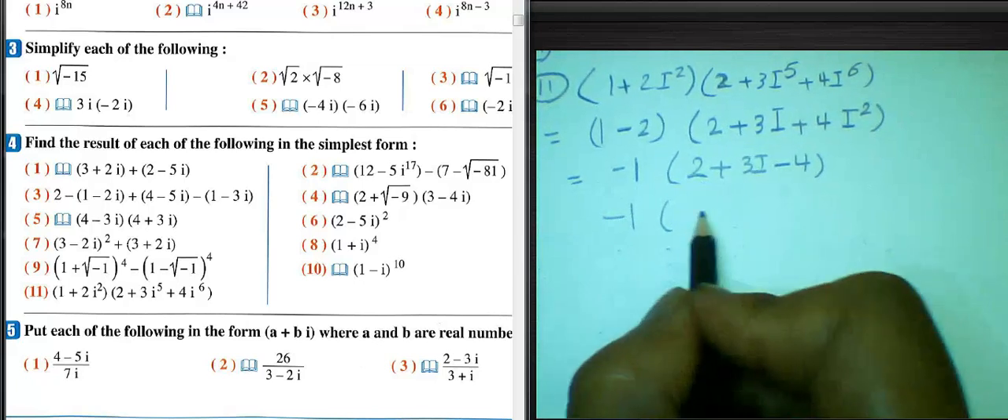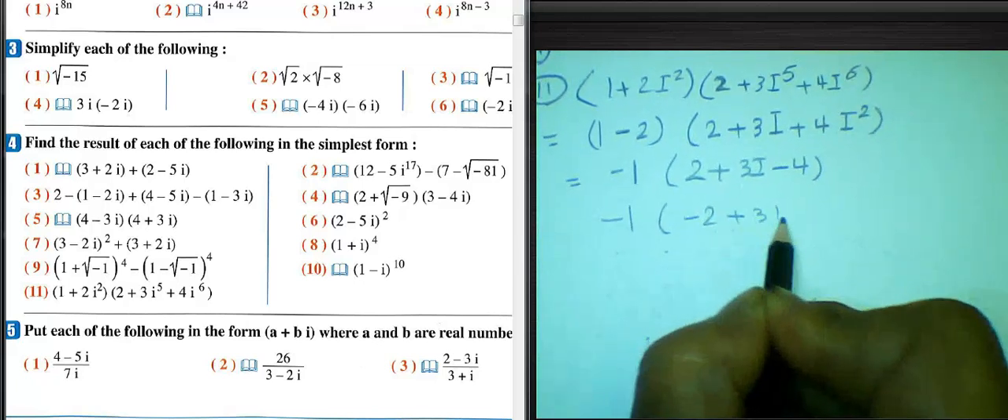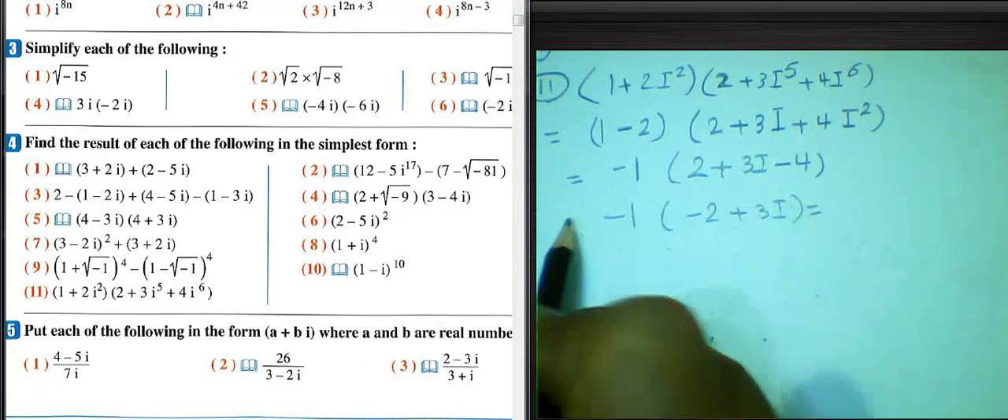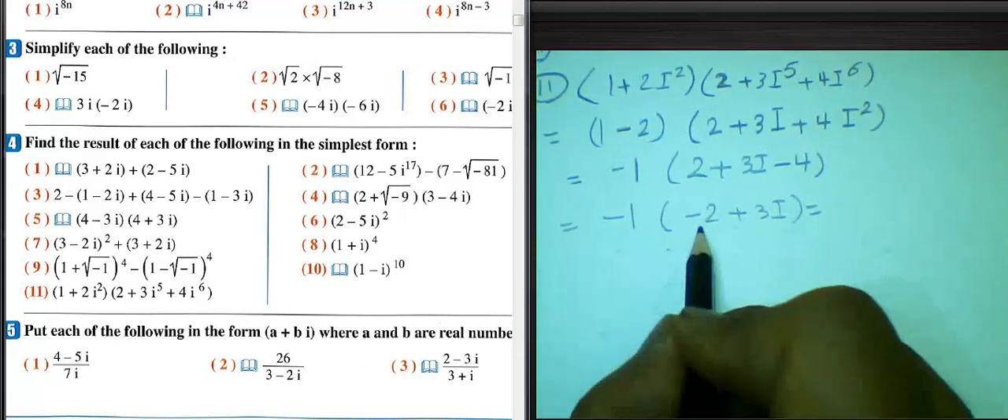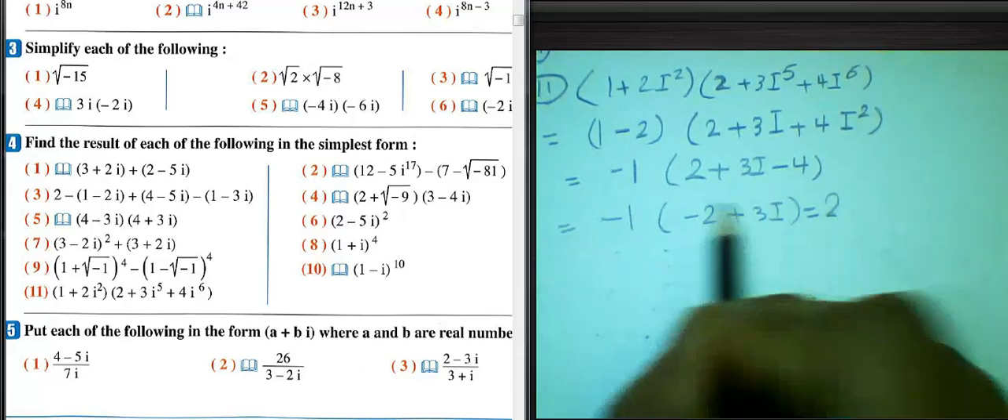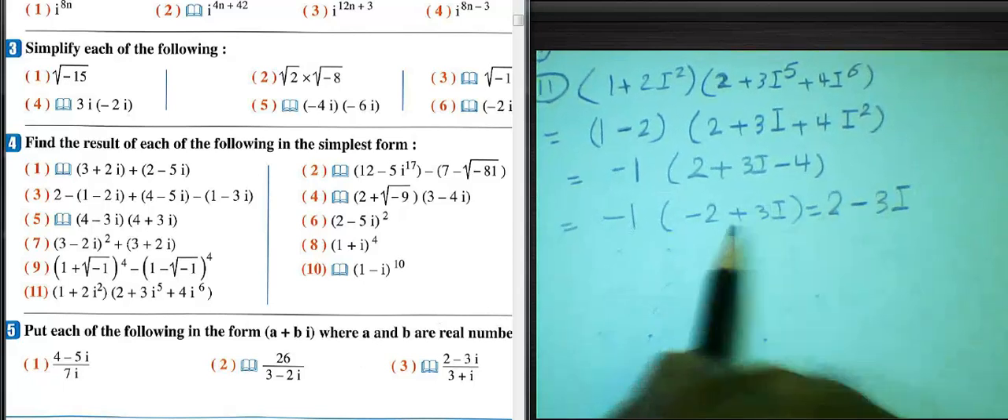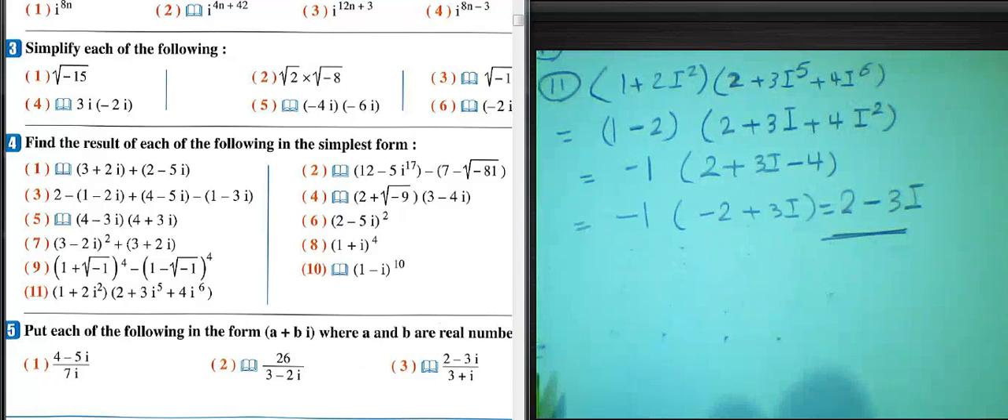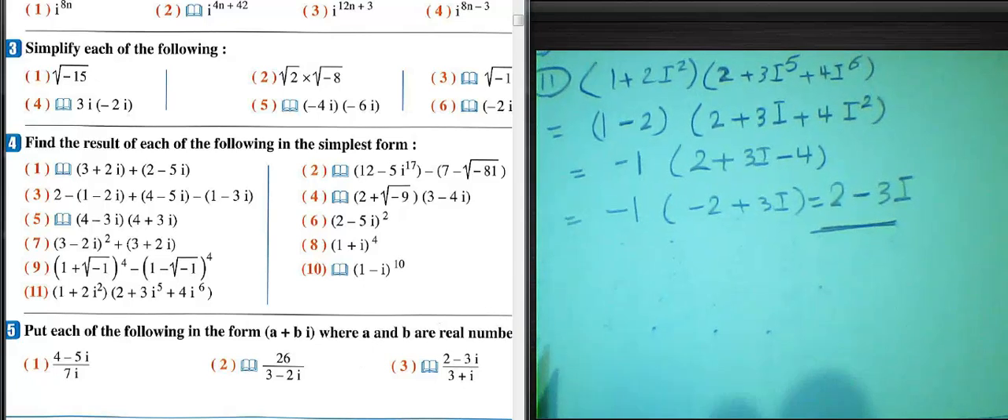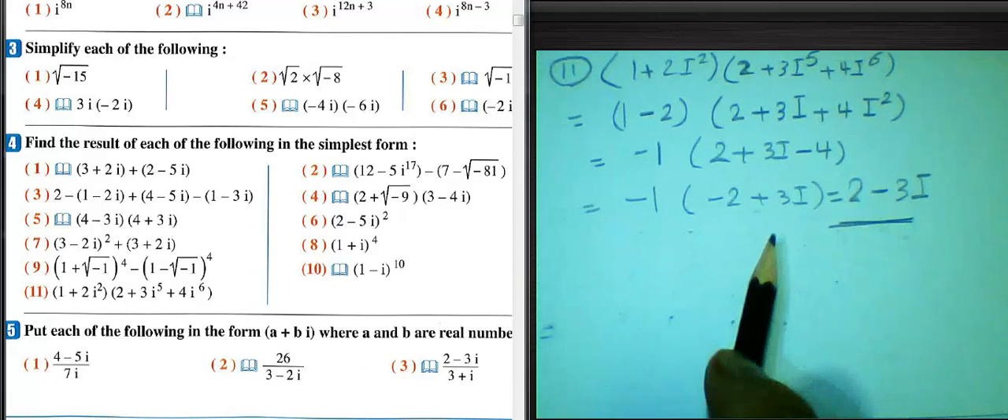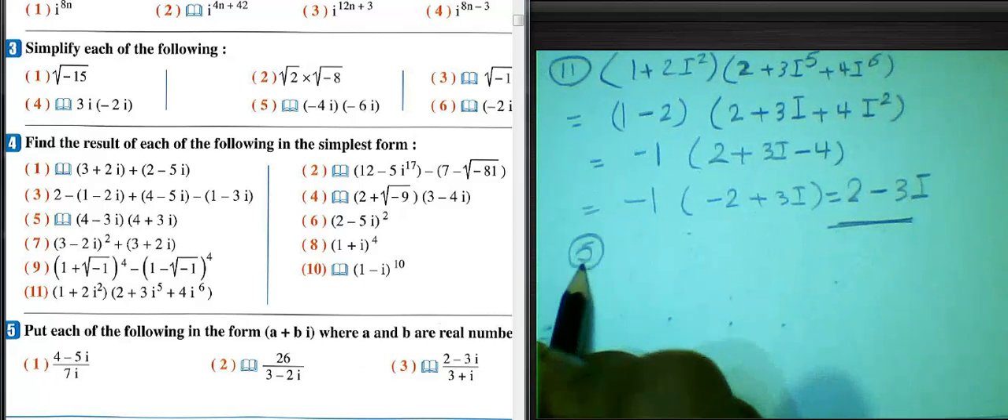2 subtract 4 equals negative 2 plus 3i. The result will be: negative times negative equals positive, negative times positive equals negative 3i. This is the result. Okay, understood it? It's easy. Okay, question number 5, we will solve it.